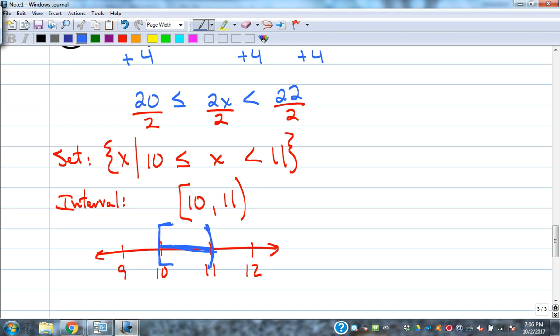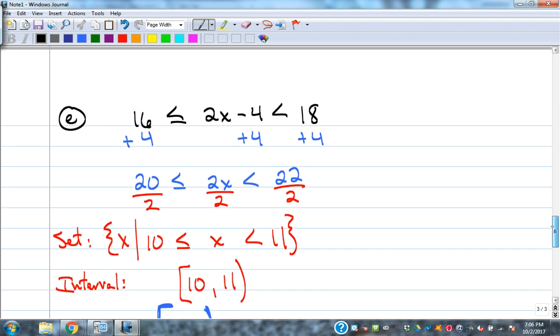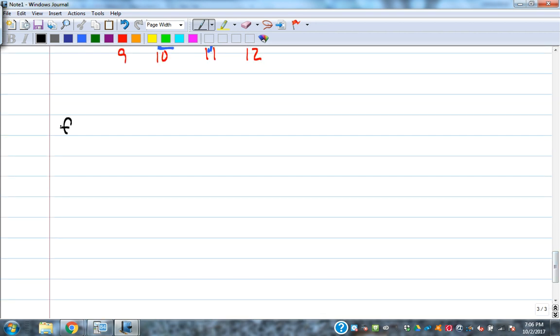I always kind of try to make those a little bolder than they originally are. And there's our solution. Solutions are any number that's between 10 and 11, not counting 11, but counting 10. Those are the solutions to that. It really doesn't get any more complicated than that in this section. Just solving for x. Let's do one more, and then we'll do the last bit of stuff here.